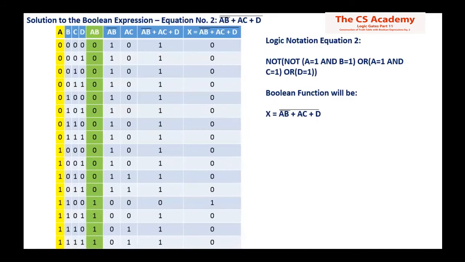For equation number 2, all the values are correct. The operations are different, you can see. Now you can see equation number 2, which is (AB)' plus AC plus D, the whole equation with the NOT applied.